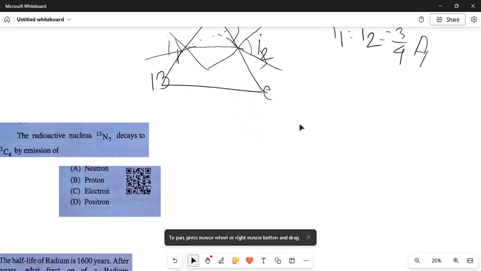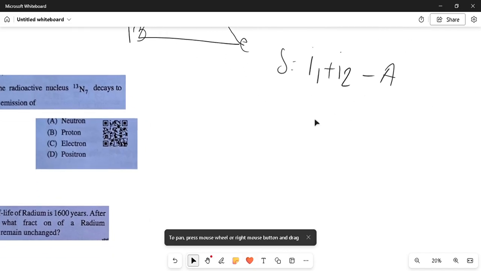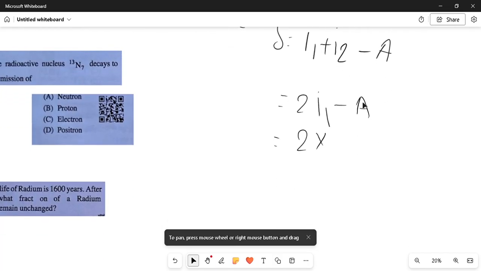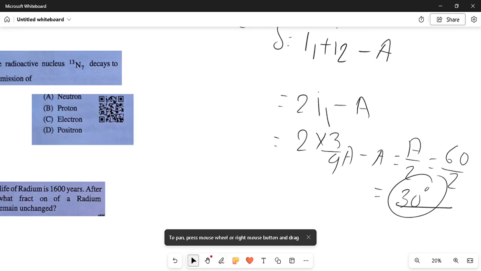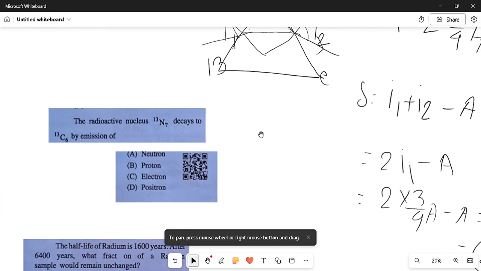And for the angle of deviation, from the formula we know that delta deviation is equal to I1 plus I2 minus A. I1 and I2 are the same, so 2 I1 minus A, so 2 into 3/4 A, which is 3/2 A, minus A gives A by 2. A is 60 degrees, so this is 30 degrees. So the angle of deviation is equal to 30 degrees.